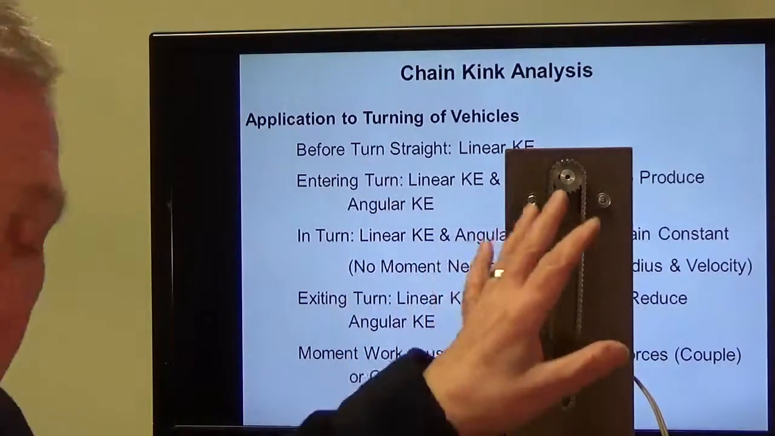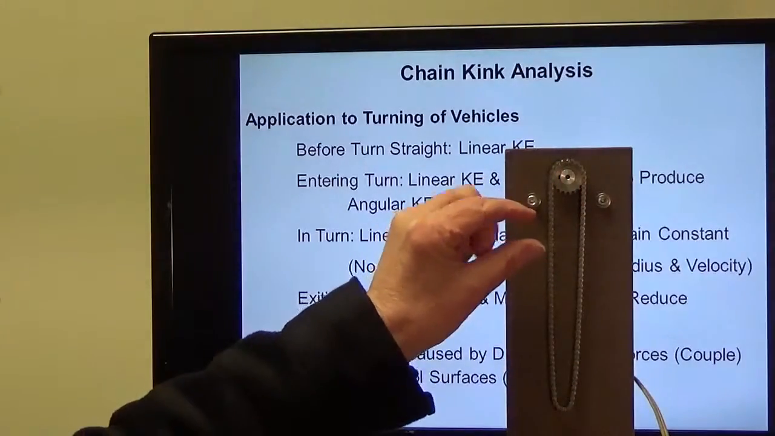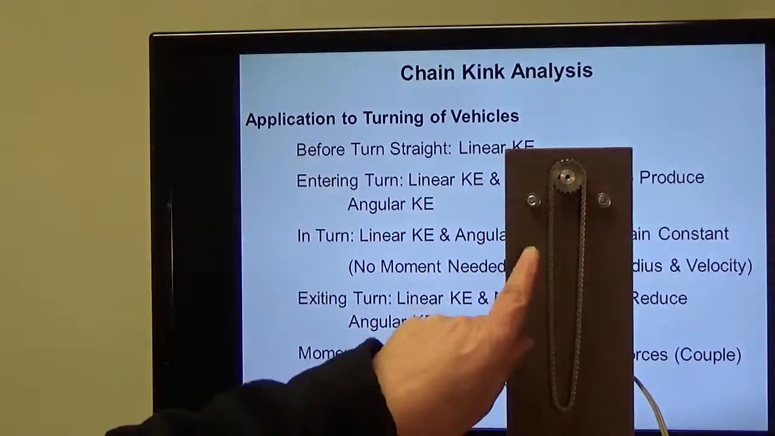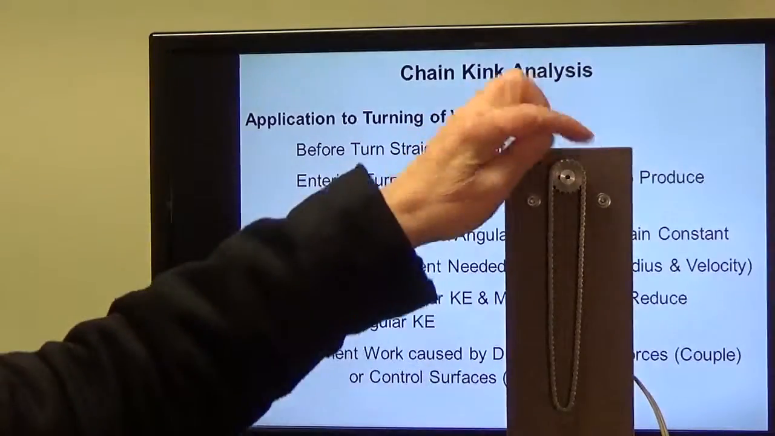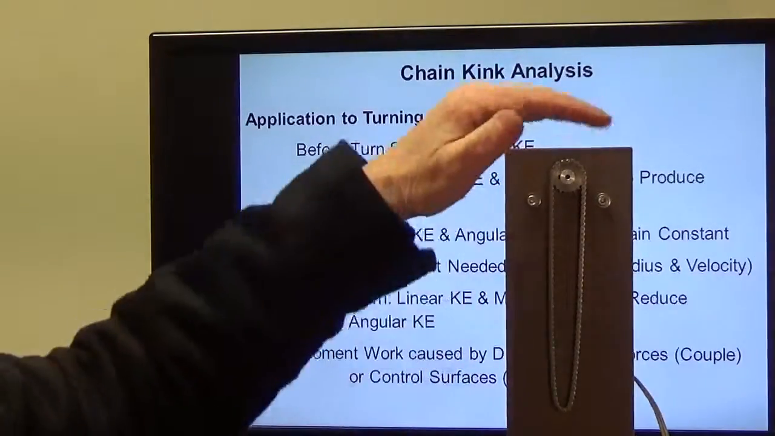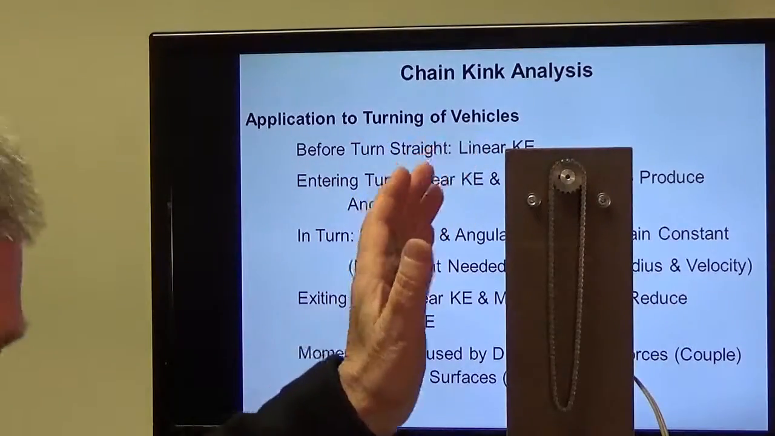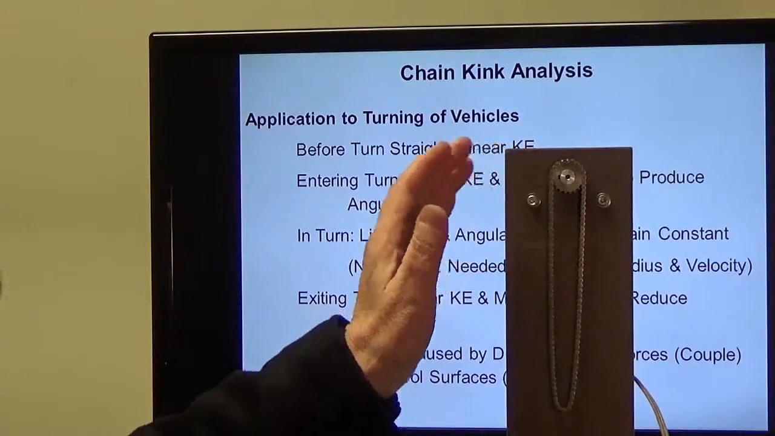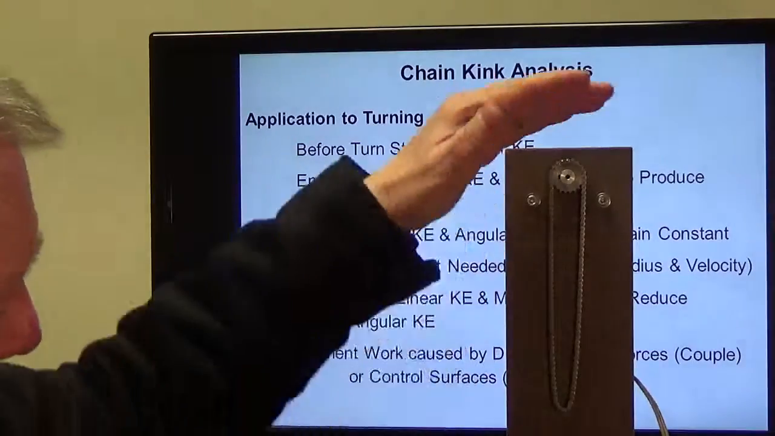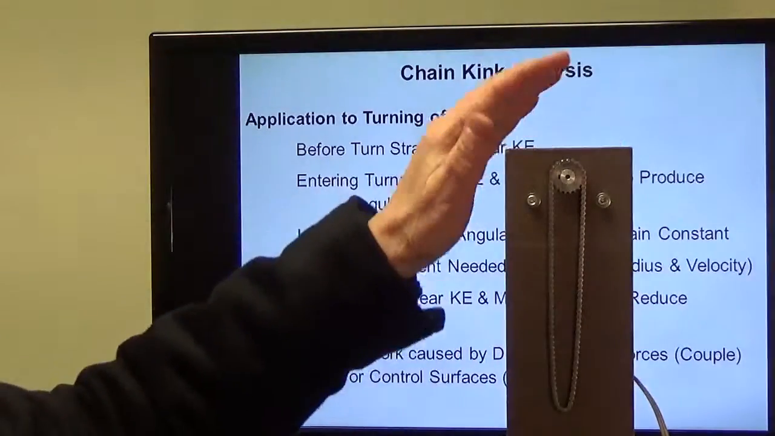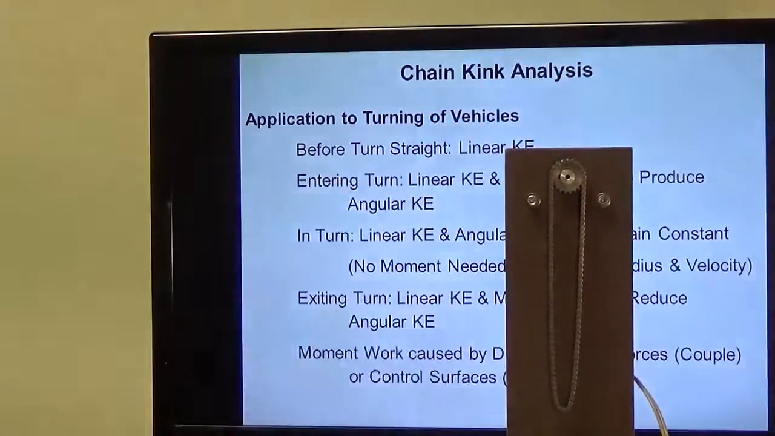It isn't just having to do with chains. This can occur if an airplane were going straight and then had to be turned. You have to apply some kind of moment over a length of time to increase the kinetic energy of the airplane, because when it actually gets into the turn, and similarly when it comes out of the turn.